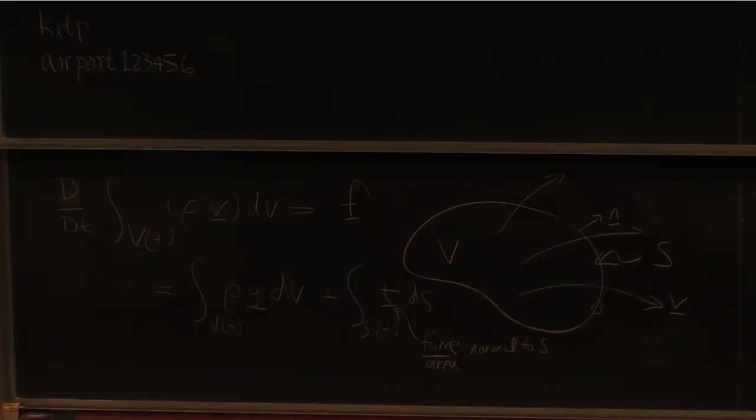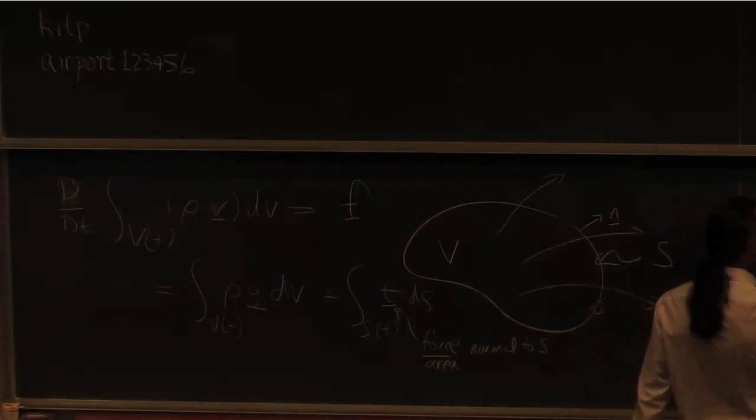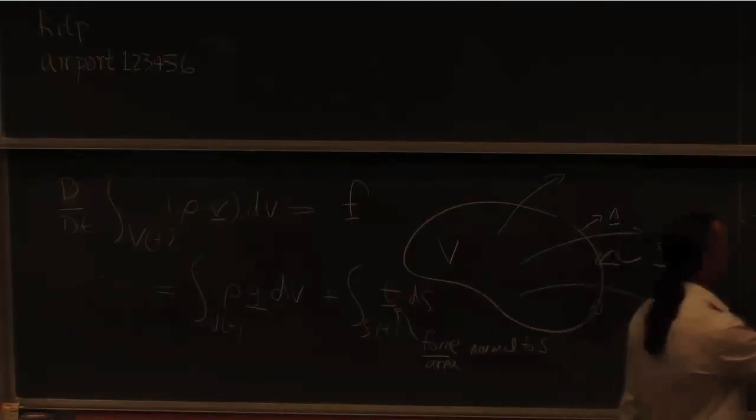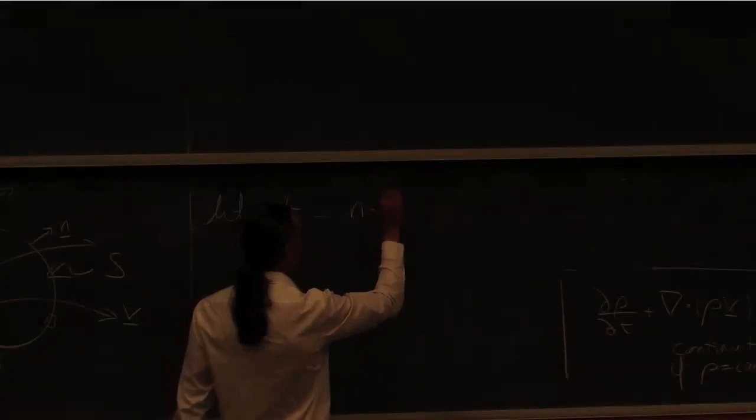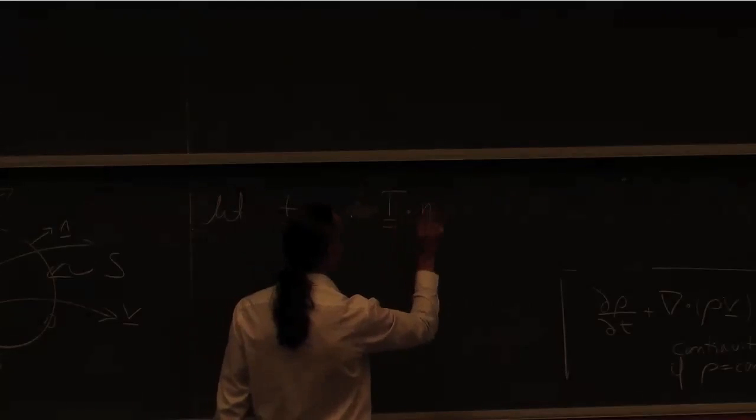How do we get rid of surface integrals last time? We used the divergence theorem, right? So to make this into a form where we can apply the divergence theorem, we're going to let this force per unit area, T, be equal to the dot product between a second-rank tensor and the unit normal vector.